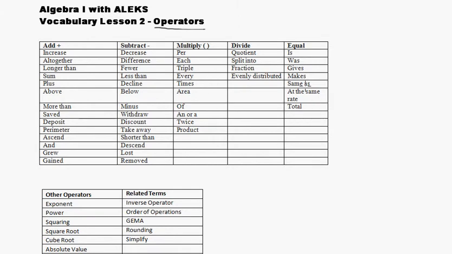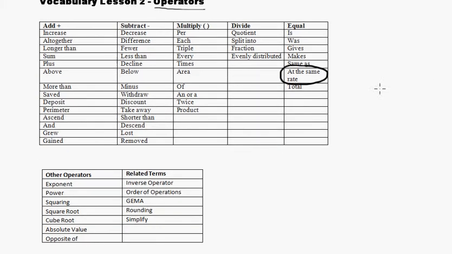Now there's one in particular that I want to show you. It wasn't in the Quizlet flashcards, so I want to just go over it. It's called "at the same rate." It's in this column. It means equals. But here's a good example.